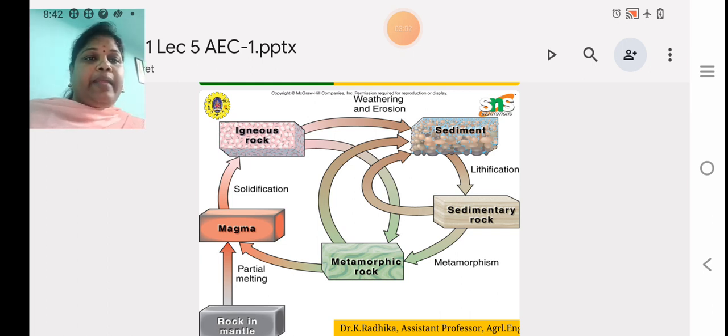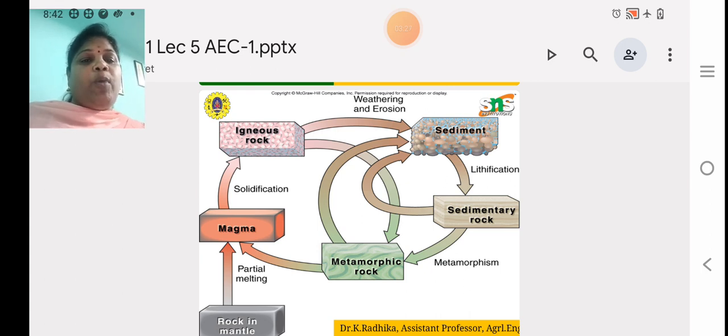Again I repeat, weathering and erosion. First of all, weathering of rocks undergoes sedimentation to form the sedimentary rock. The sediment undergoes a lithification process. Then the sedimentary rock undergoes metamorphism to form the metamorphic rocks, and partial melting of the metamorphic rocks forms the magma. Then solidification of magma gives the igneous rocks.